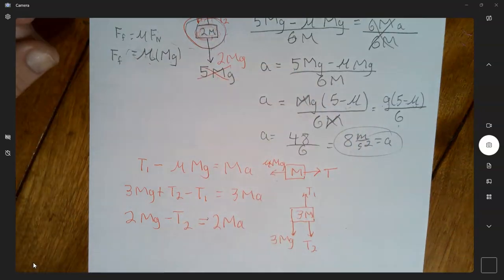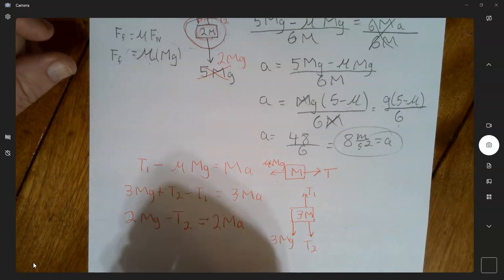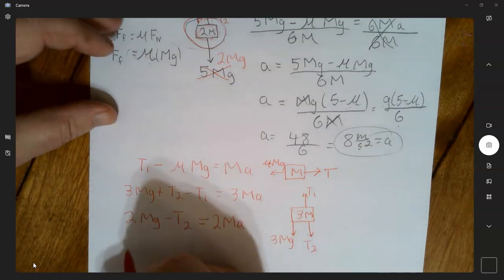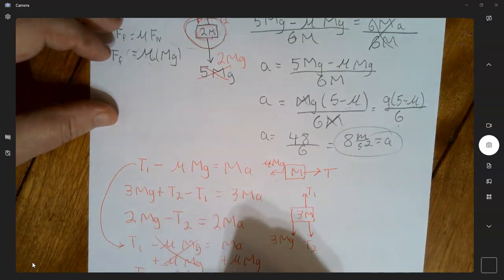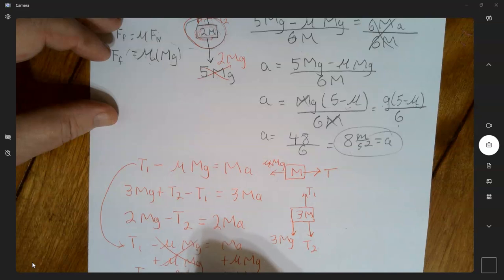All right, so we're going to find T1. What I'm going to do is take this equation. a is 8, so 1 times 8 is 8, plus m times 1 times 10 is 10, and 0.2 of that is 2. So that means T1 equals 10 newtons.